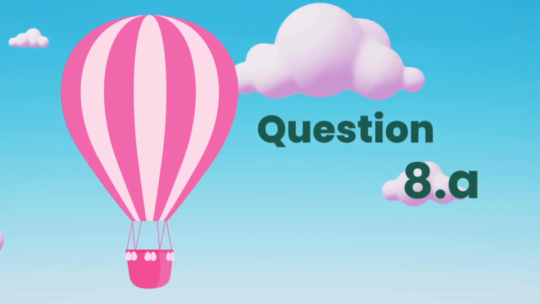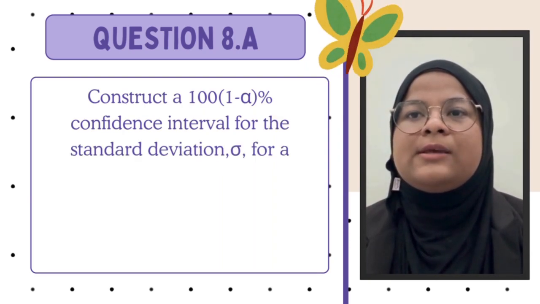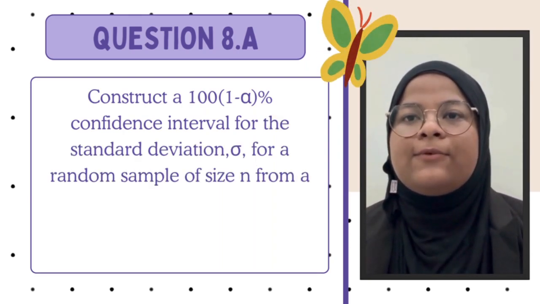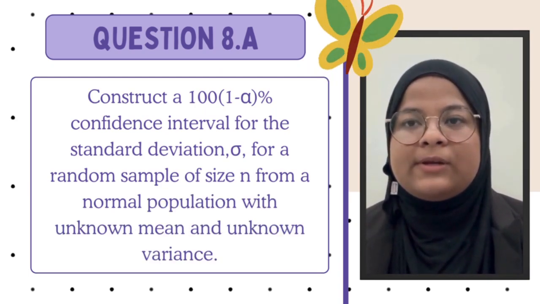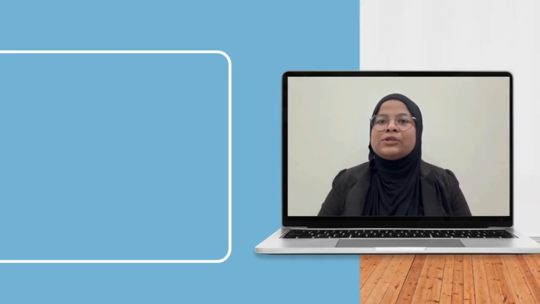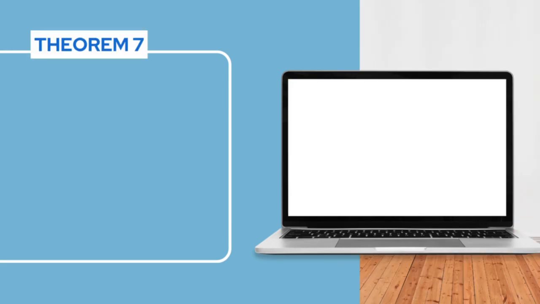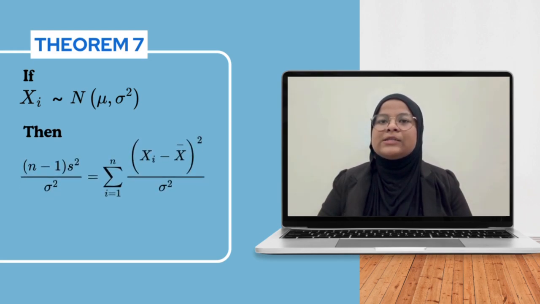Question 8A. Construct a 1 minus alpha % confidence interval for the standard deviation sigma for a random sample of size n from a normal population with unknown mean and unknown variance. So, the foundation of this confidence interval relies on a crucial result from statistical theory. If Xi follow a normal distribution with mean mu and variance sigma squared, then the statistic (n-1)S squared over sigma squared follows a chi-squared distribution with n-1 degrees of freedom.